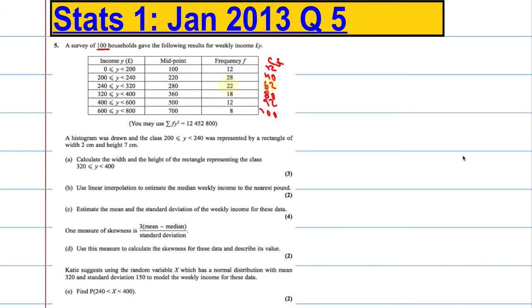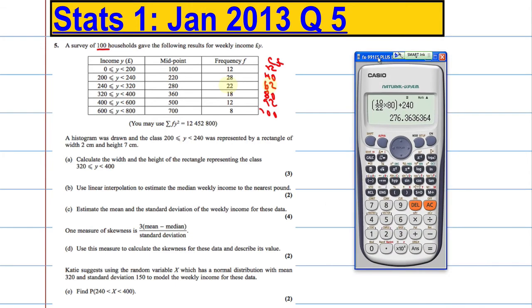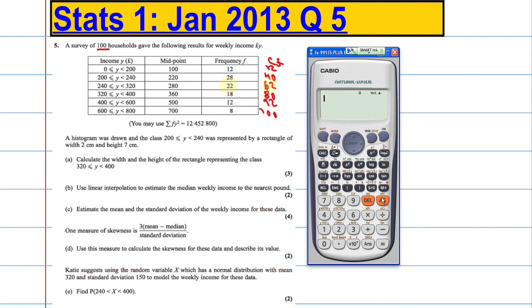Okay, estimate the mean and standard deviation of the weekly income for these data. All I've got is sum of fy squared. Great opportunity here to use the calculator. We need to make sure things are set up in the right mode. So I'm going to hit shift, set up. I'm going to check my stat mode. I'm going to turn the frequency on. That's the first thing. Now we're going to go mode, statistics, single variable here.